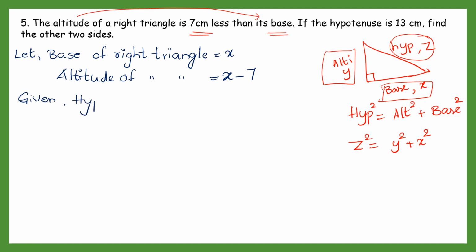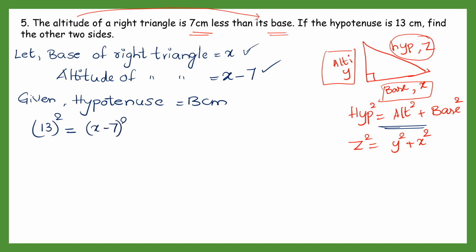Given the hypotenuse of the right triangle is 13 centimeters. We should find the other two sides. That means we should find the base and the altitude. Let's find it. We know that hypotenuse square is equal to what? Altitude square plus base square. So hypotenuse square means 13 square is equal to altitude square, x minus 7 whole square, plus base square, that is x square.